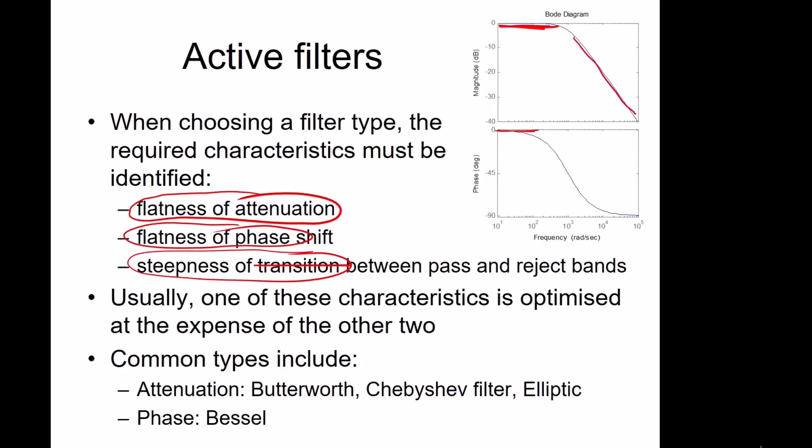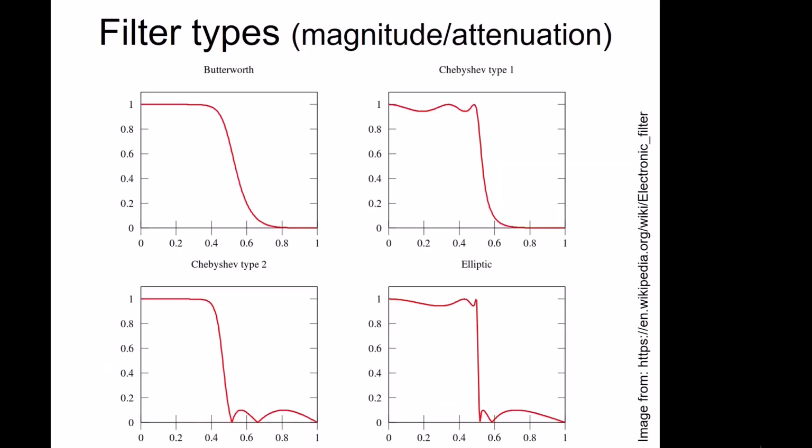Usually we can only optimize one of these at the expense of the other two. So we need to decide which is the important aspect that we need to concentrate on. The common types of filter are Butterworth, Chebyshev and elliptic, which focus on the attenuation aspects, and Bessel, which focuses on the phase aspects. So we will not be bothered about the Bessel filter, but in terms of the magnitude attenuation filters, Butterworth, Chebyshev and elliptic, these are the typical responses.